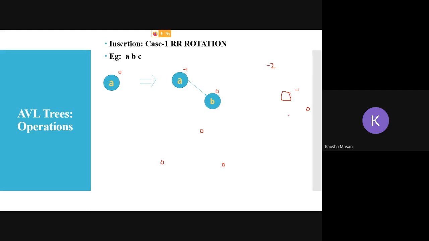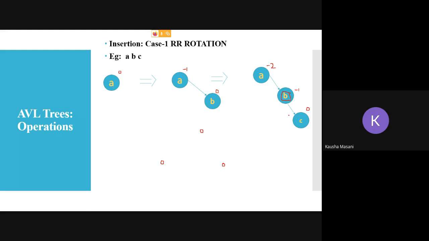Now calculate again the balance factor after insertion of B. At B, the balance factor is 0. At A, the balance factor will be -1 because there is no left side of A, so 0 minus 1 is -1. Now insert C. C is going to be where? At right of A, right of B. Calculate your balance factor again. C is 0, obviously. What is the balance factor of B? -1. And what is the balance factor of A? -2.